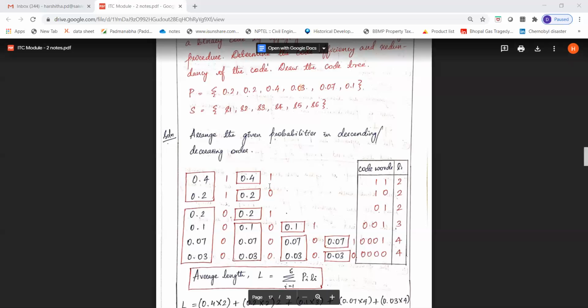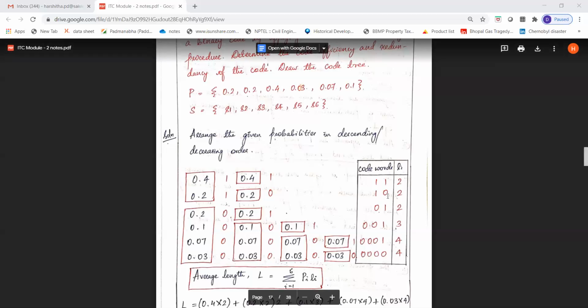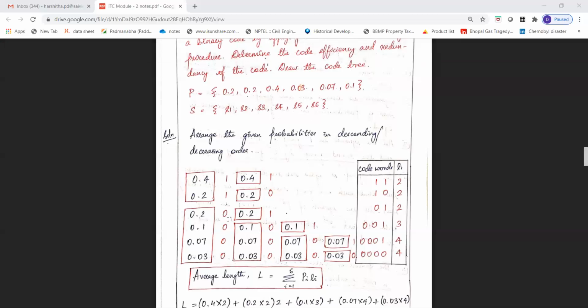Next, second row, please observe. I have 1 and 0. So 1 0 is the code word for symbol 2 with the length 2. Next, third row. If you can observe, I have 0 and 1. So I'll write 0 1 with the length 2. Next, in the fourth row, I have 0 0 and 1.